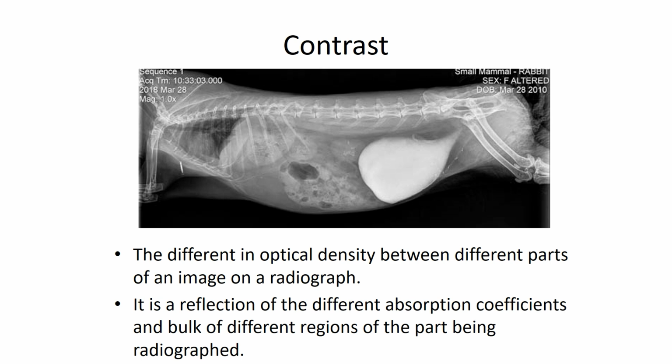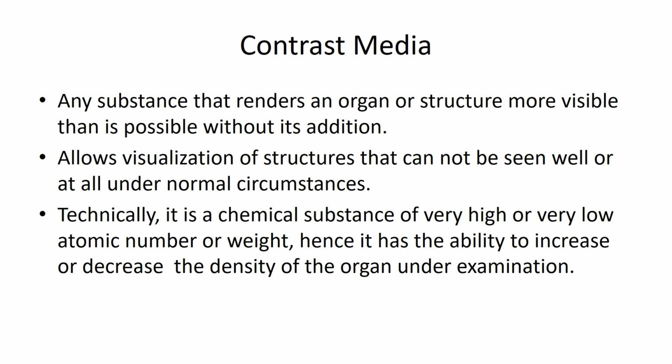Basically, it is the reflection of different absorption coefficients and the bulk of different regions of the part that is being radiographed. As we all know, the incident ray passes through different tissues having different densities, and that is the reason it gets reflected at different density points, and that helps us appreciate the features in the form of a photograph or a radiograph.